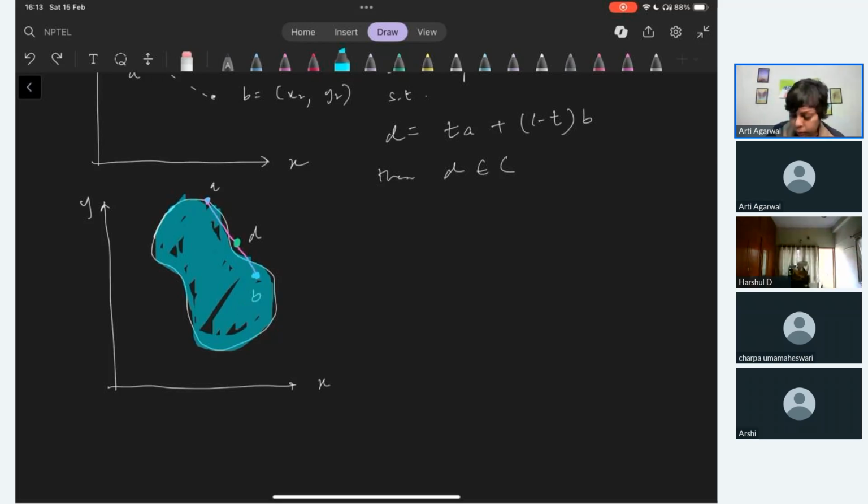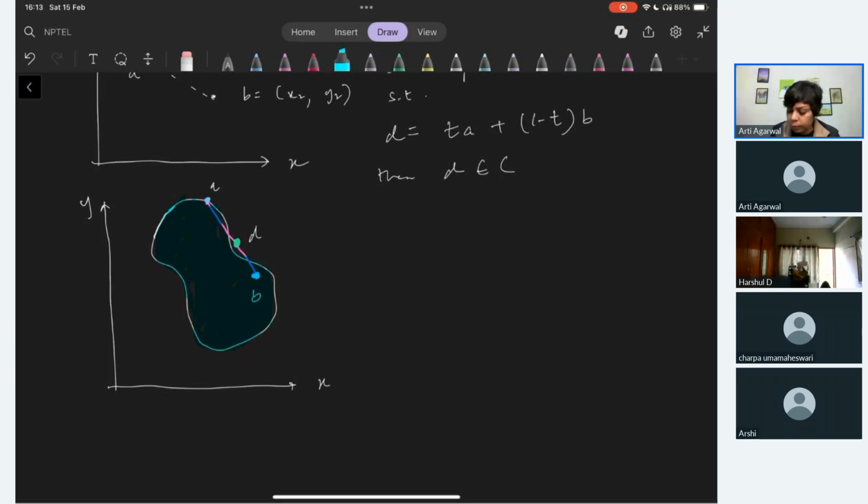So this is your consumption set. But if you connect A and B by a straight line, this point D, which I have picked, is falling outside it, which means it's not in the consumption set, which means that this particular shape cannot possibly be representing a consumption set, because in a consumption set, if you take a weighted average of any two known consumption bundles, then the weighted average of them also belongs to the consumption set.